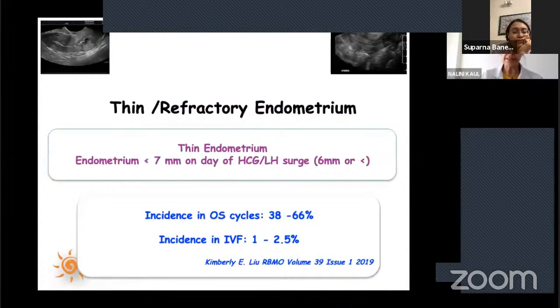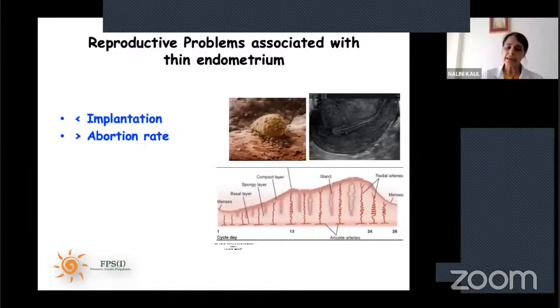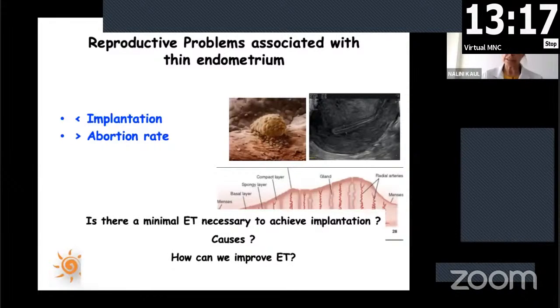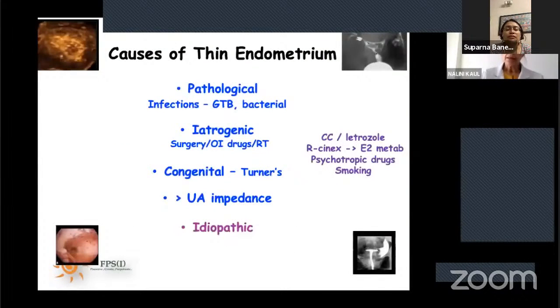So endometrium below 7, or some people say 6 millimeters, is known as thin or refractory endometrium, and we see it fairly often in ovarian induction cycles as well as in IVF, where the incidence is supposed to be about 1 to 2.5%. The reason we are worried about this is because it reduces implantation rates and increases the abortion rate. So we need to find out, is there a minimal endometrial thickness which is necessary for implantation? What are the causes of thin endometrium, and how can we improve it?